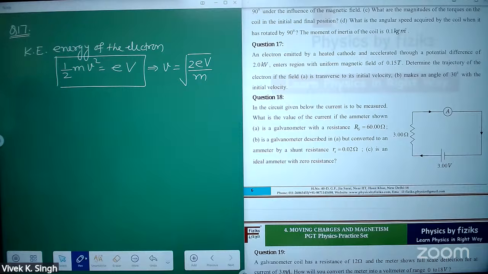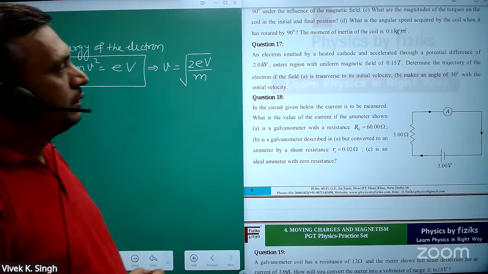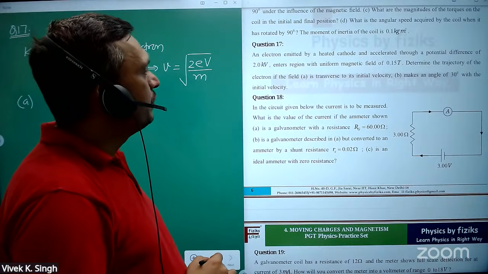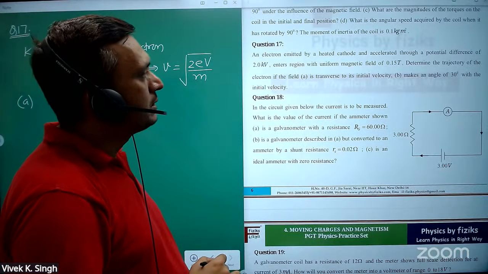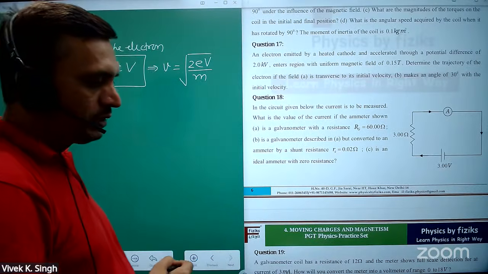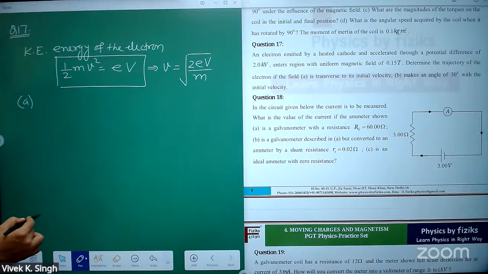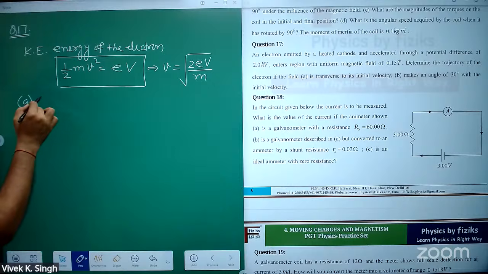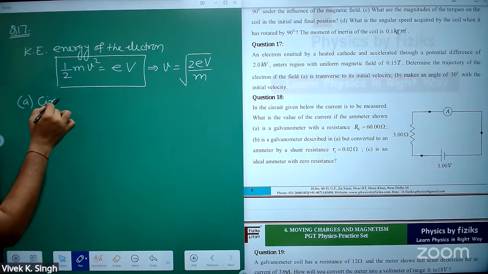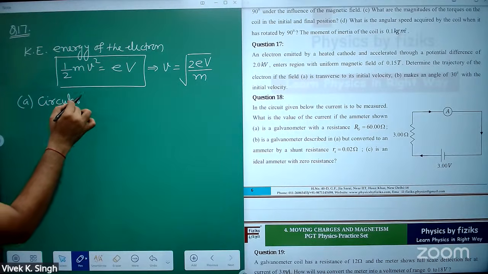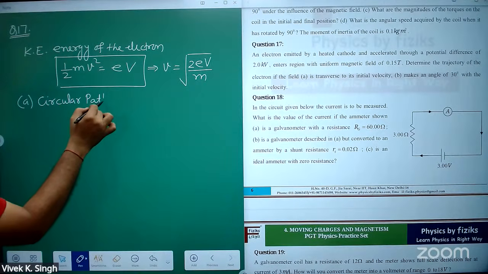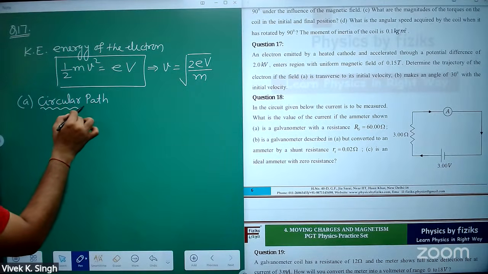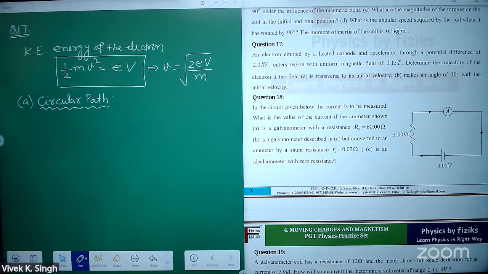And then in the first part, determine the trajectory of the electron if the field is transverse to the initial velocity. So the motion will be in a circular path. So in the A part, you have the motion in a circular path. Whenever a charged particle enters perpendicular to B, you will get a circular path.